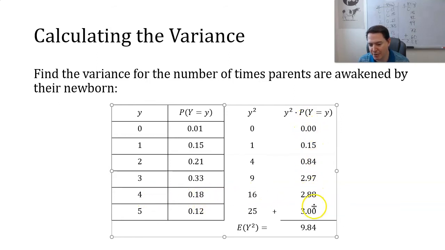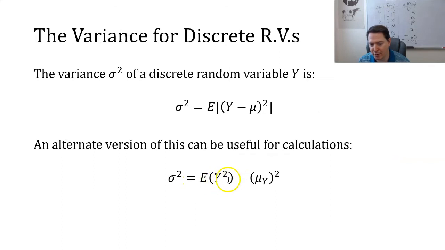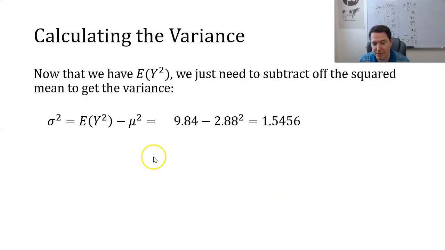After I calculate all those, I need to add that up to get this 9.84. So that's the first part of the formula. And then, of course, I would have needed to calculate the mean. Luckily, I already did that in the previous video. So I could take that 9.84, subtract off the mean that we calculated, squared, and then I finally get my answer. And realistically, I'm probably going to be more interested in standard deviation, so then I need to take the square root of that.